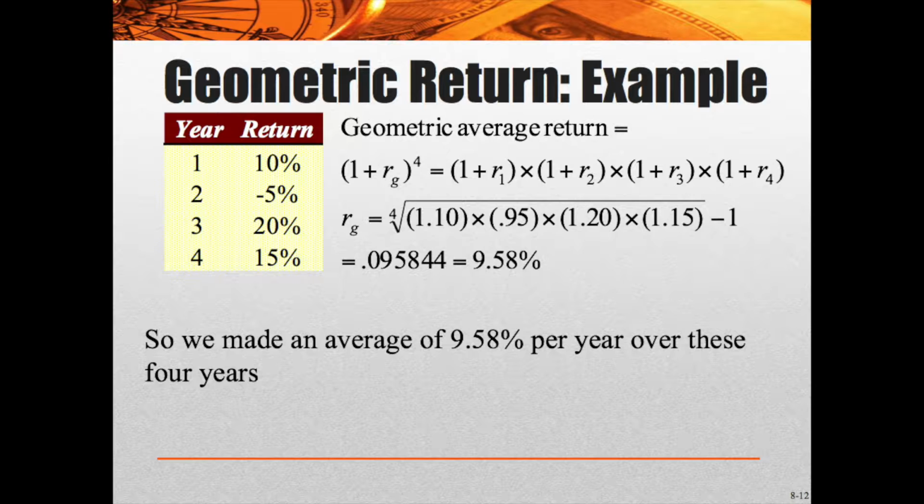Now, here's where your math skills might be rusty. Under the radical sign, we're going to the fourth root here. So we have to take that number to the fourth root and then subtract the 1. So the equation ends up being 0.095844, which is 9.58%. So what that says is, on average, we earned 9.58% average compounded return annually on the portfolio of 10, minus 5, 20, and 15. So if those were the returns, a compounded return would be 9.58 every year. That's what you would have received in this portfolio.